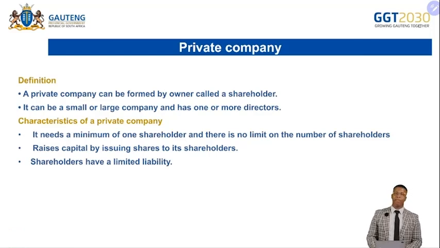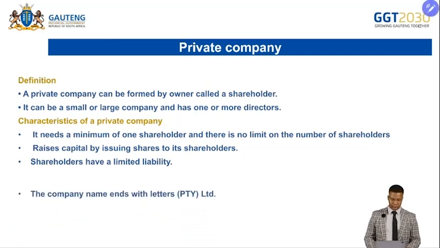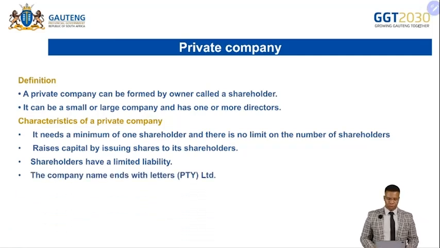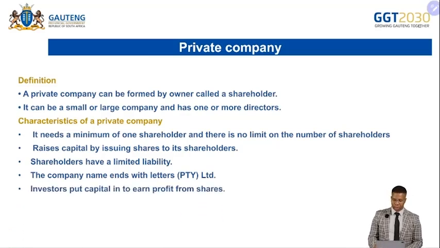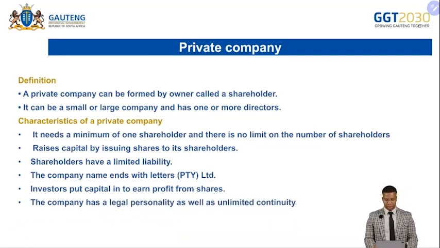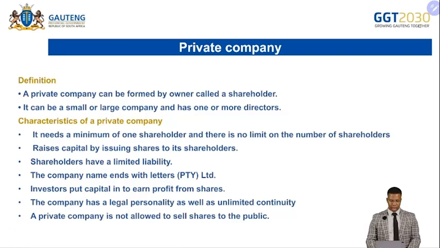And shareholders have limited liability. This is to say what the shareholder has invested is the only thing at risk. If it happens that the company is bankrupt, they will not have to go and sell their houses and cars to pay off the debt of the company. Then furthermore, the company name ends with PTY Ltd. And then investors put capital in to earn profit from shares. Then the company has a legal personality as well as unlimited continuity. Then a private company is not allowed to sell shares to the public.